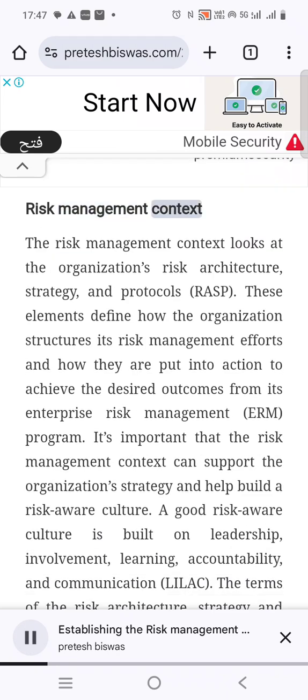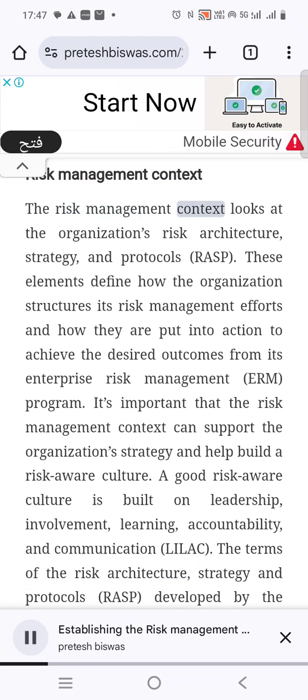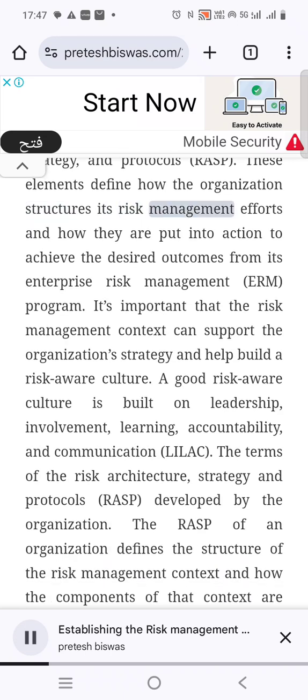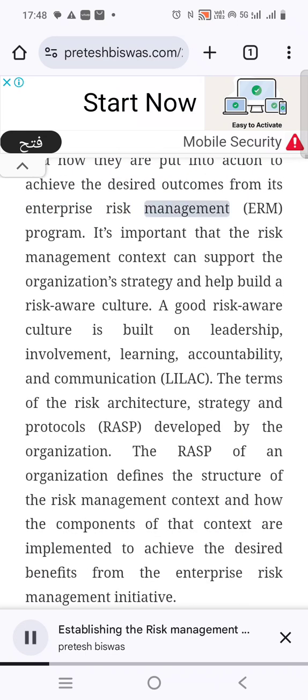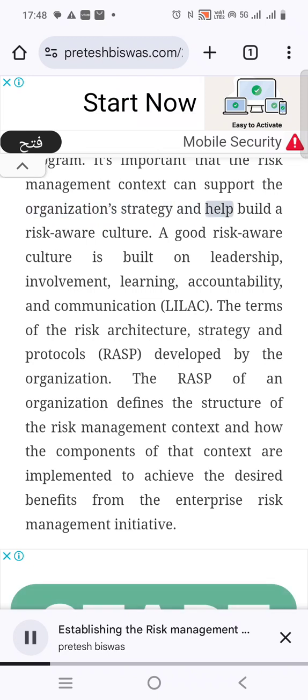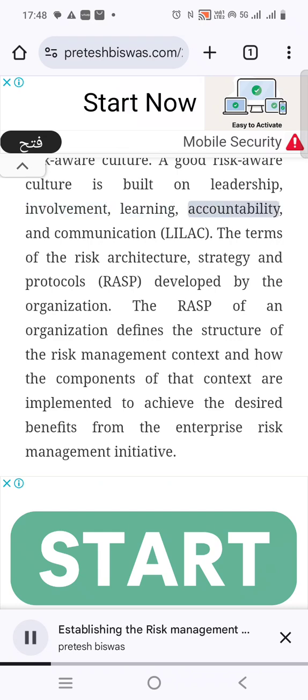Risk management context. The risk management context looks at the organization's risk architecture, strategy, and protocols, RASP. These elements define how the organization structures its risk management efforts and how they are put into action to achieve the desired outcomes from its Enterprise Risk Management (ERM) program. It's important that the risk management context can support the organization's strategy and help build a risk-aware culture. A good risk-aware culture is built on leadership, involvement, learning, accountability, and communication, LILAC.